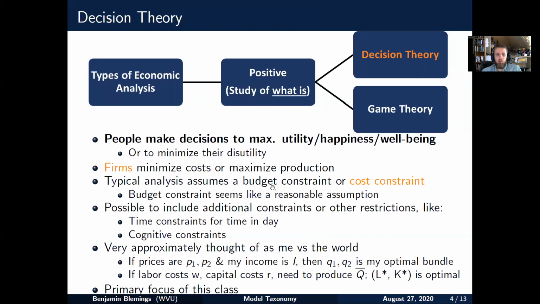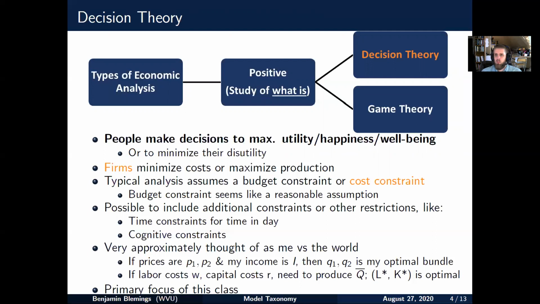It just makes the problem a little bit more complicated, and the model is able to predict how a change in one variable affects another. You can think of this very approximately as you versus the world, or me versus the world. So if I'm just facing these prices and the income is I, then the optimal amount of good 1 is Q1 and the optimal amount of good 2 is Q2.